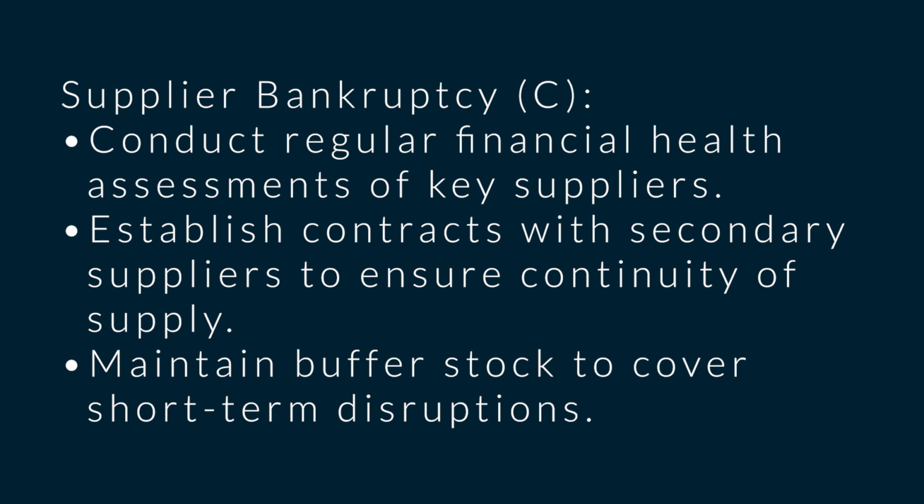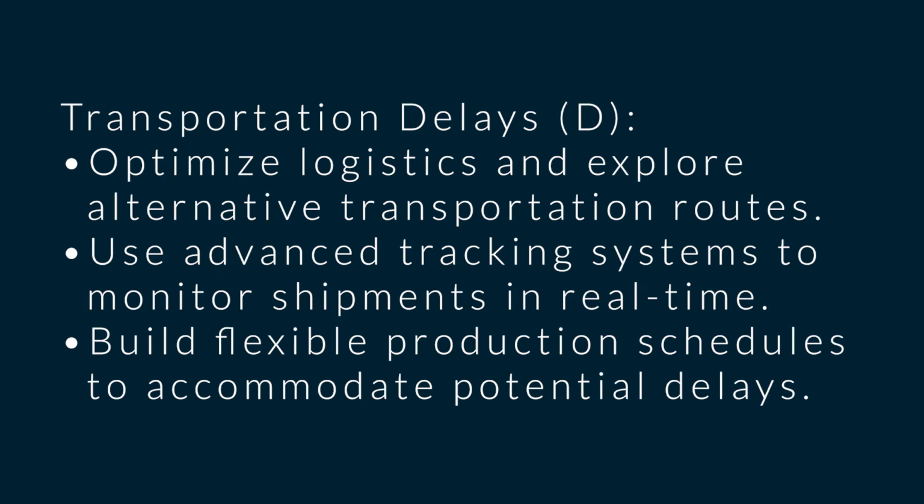Now, the other one, in this case, was supplier bankruptcy. So in that case, conduct regular financial health assessments of key suppliers, establish contracts with secondary suppliers to ensure continuity of supply, maintain buffer stocks to cover short-term disruptions, okay? Something like transportation delay, what do you do in that case? Well, you optimize logistics and explore alternative transportation routes, okay?